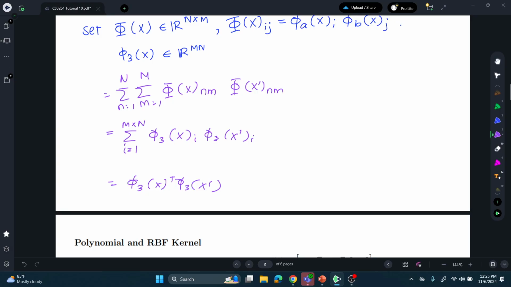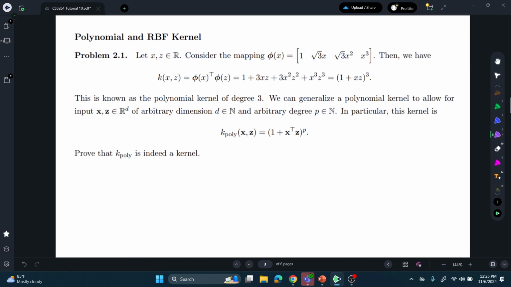No questions? Okay, now we'll move on to the second part here. So the second part is we are still going to do some proving. The first question is we want to prove that a polynomial kernel is indeed a kernel. How do we define a polynomial kernel?